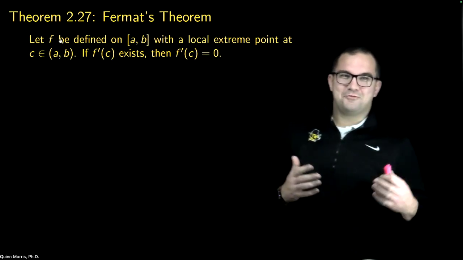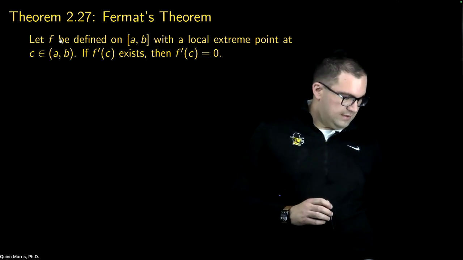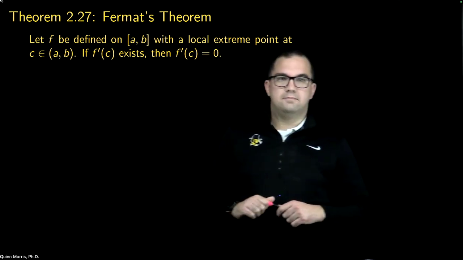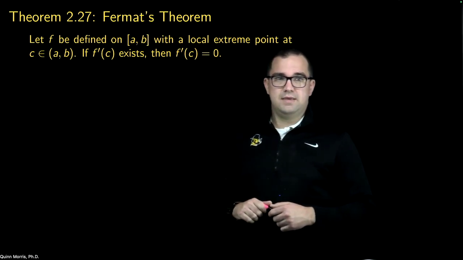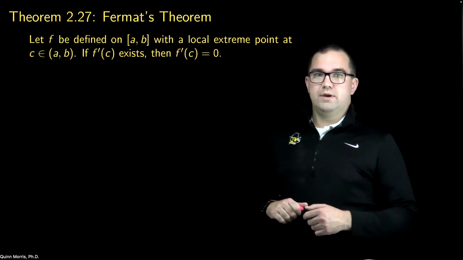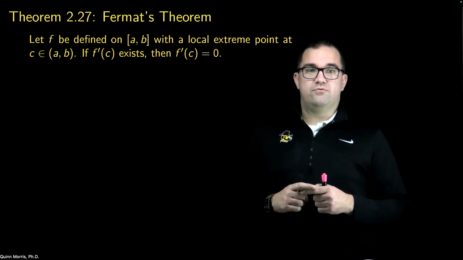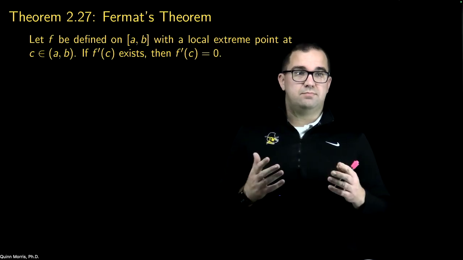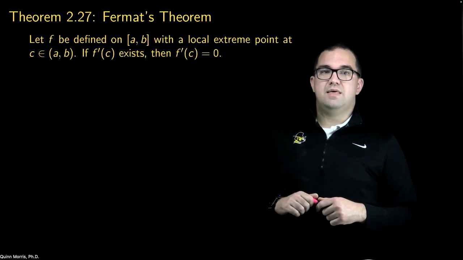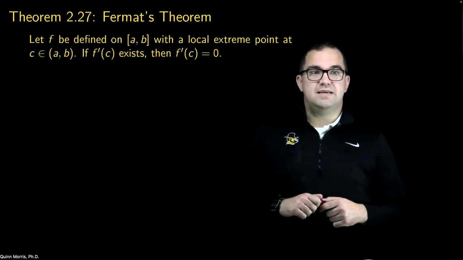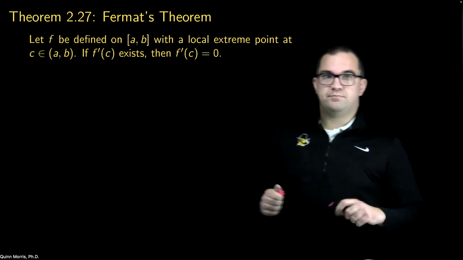There are many theorems named after Fermat, so you have to be a little careful here. But this theorem is in fact due to Fermat. The theorem says: let f be defined on a closed interval AB with a local extreme point at C, where C lies in the open interval AB. By local extreme point here, we mean either a local maximum or a local minimum. Then, if f prime of C exists, f prime of C must be equal to 0.